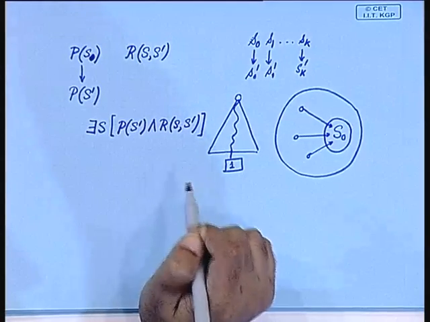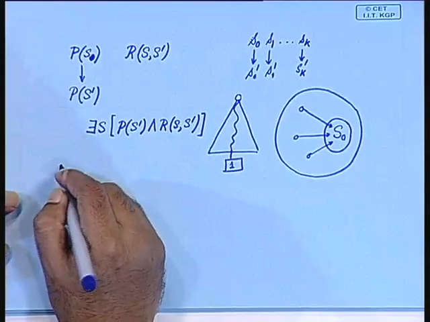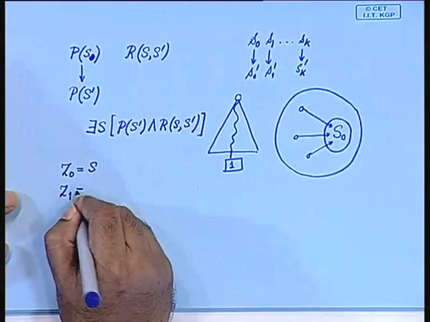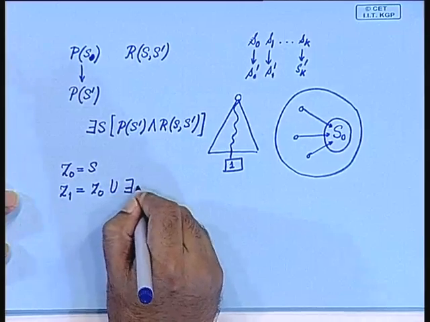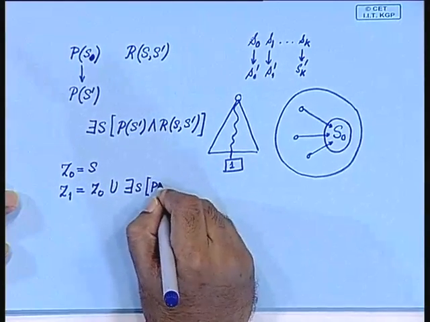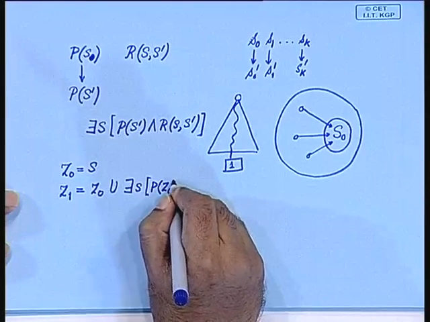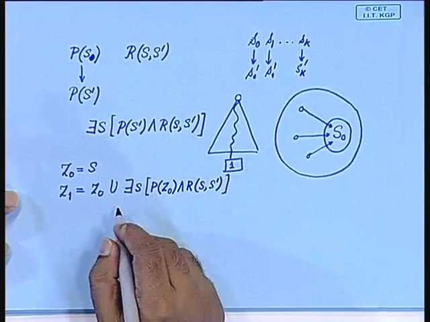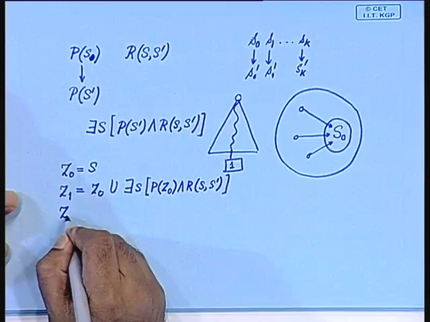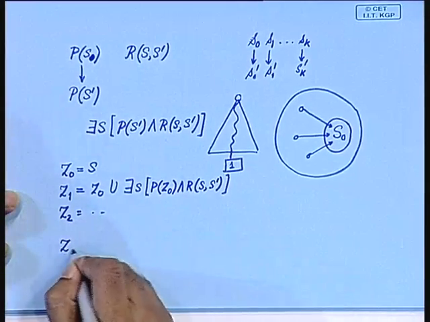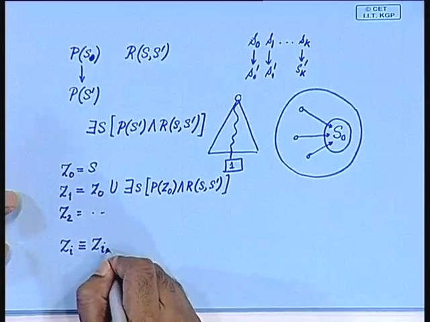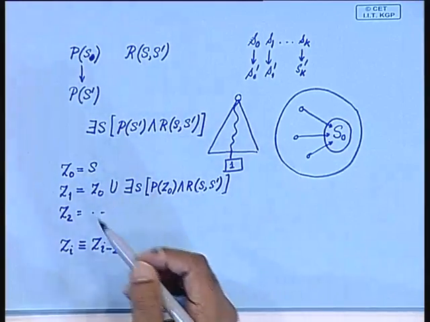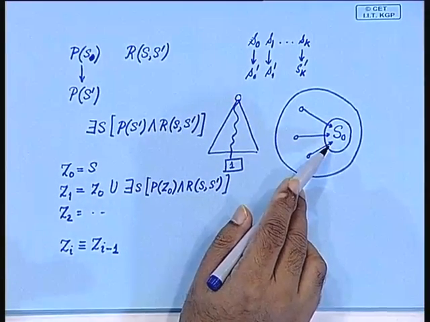Okay. Now, again, if we apply the same style of reasoning, we start with Z0 as S, and then we say Z1 is Z0 union there exists S such that P is in Z0 and R(S, S'). This is essentially computing the pre-image of Z0, and we can do it in a similar way until we reach some state where Zi is the same as Zi minus 1. Then we have computed the entire set of states from which these states can be reached.